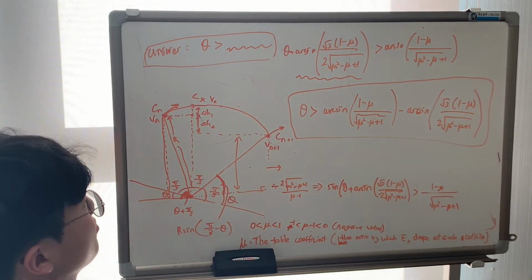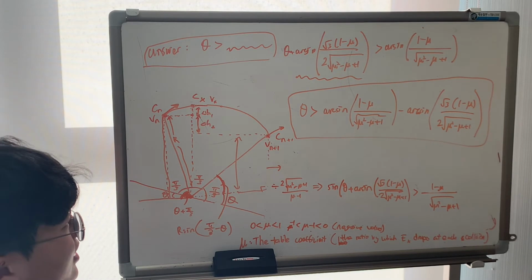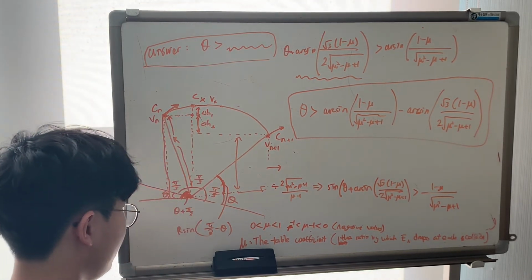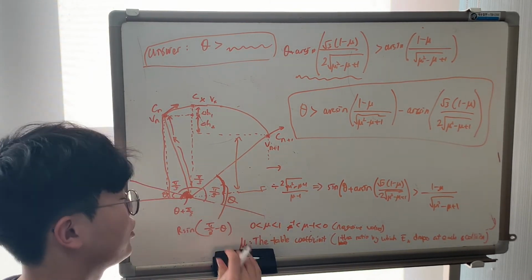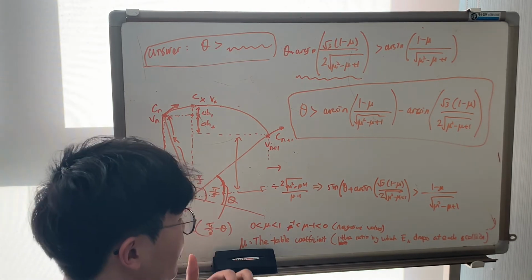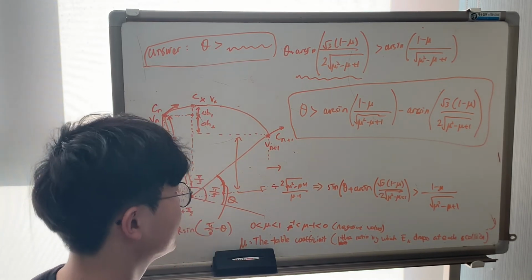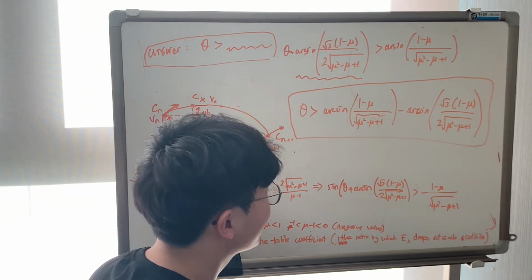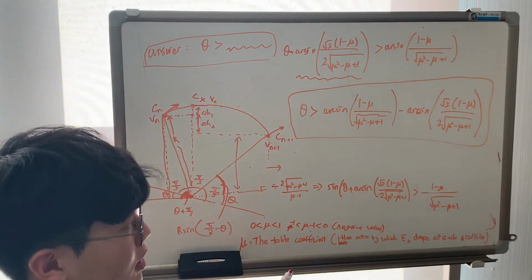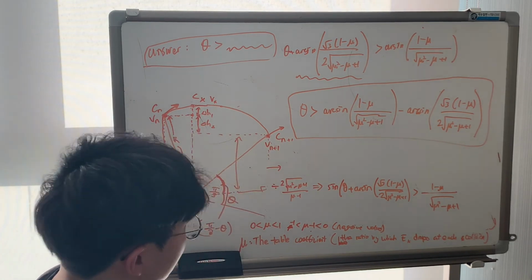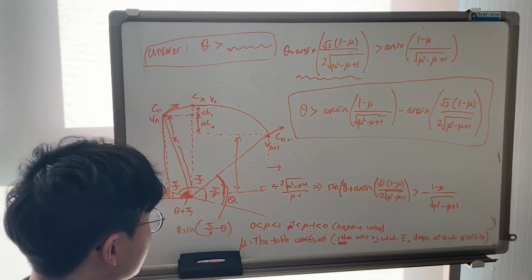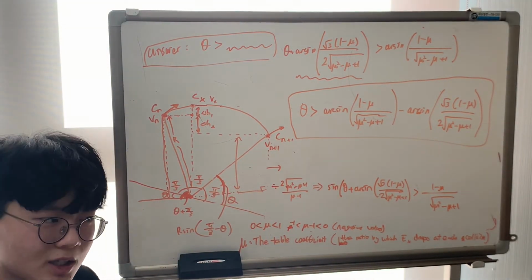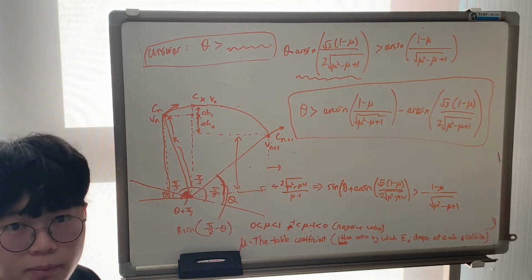is our inequality that describes what theta should be, what the minimum value for theta should be in terms of mu, which is our table coefficient. And it's really interesting to see that theta doesn't vary in terms of either the gravitational acceleration or the mass of the pencil.